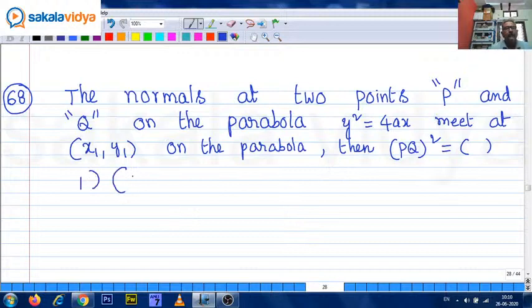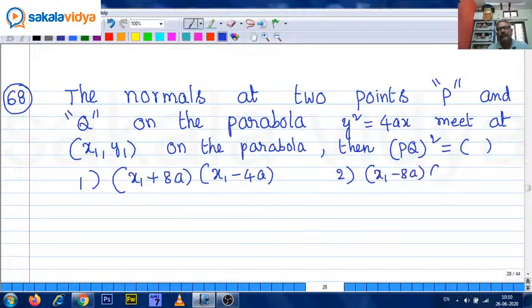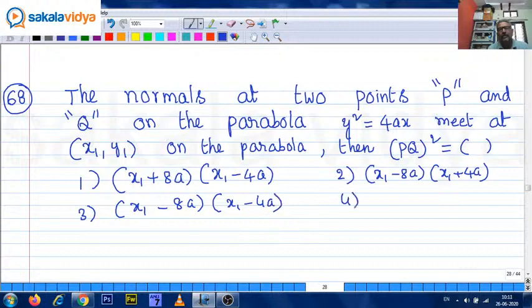First one, x1 plus 8a times x1 minus 4a. Second, x1 minus 8a, x1 plus 4a. Third, x1 minus 8a, x1 minus 4a. Fourth is none. This is the question.